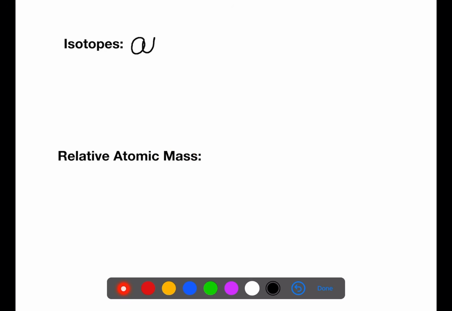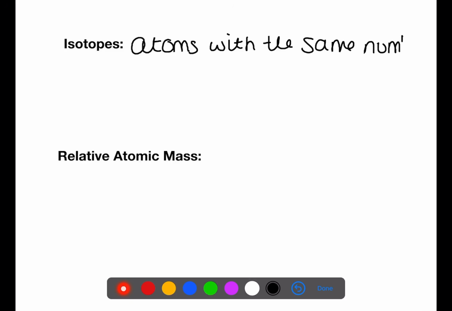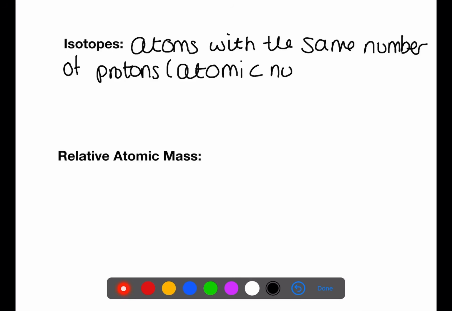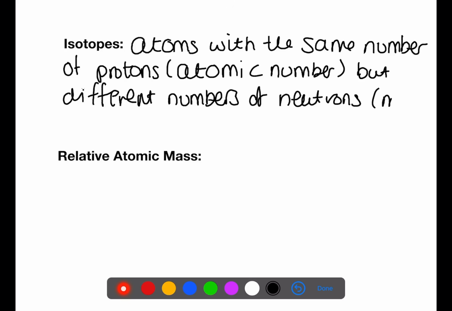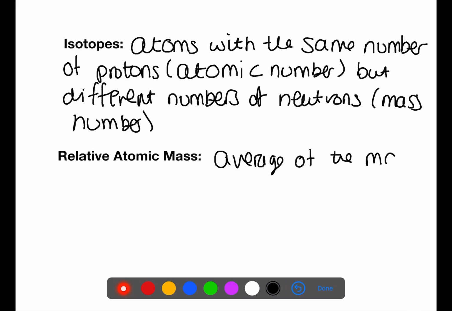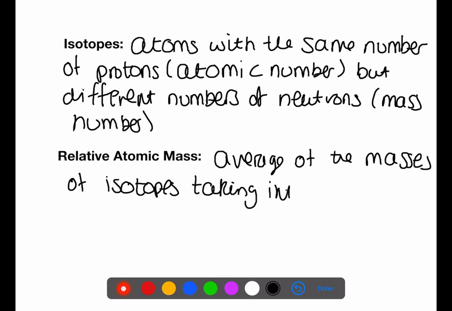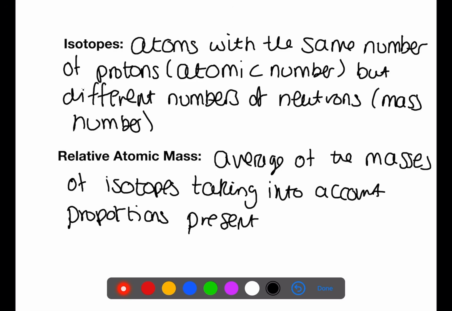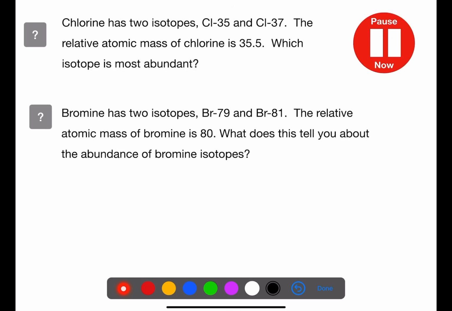1. Isotopes are atoms with the same number of protons and therefore the same atomic number, but different numbers of neutrons and therefore different mass numbers. Relative atomic mass is the average of the masses of the isotopes, taking into account their proportions present. Relative atomic mass is always closest to the isotope which is most abundant. Pause the video now and try these two questions about isotopes.